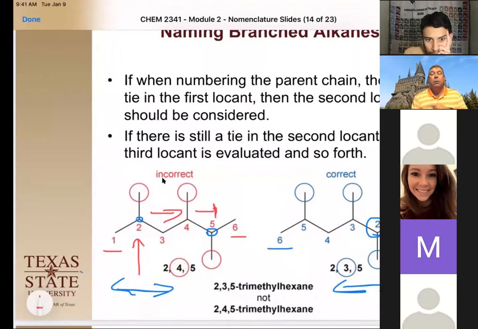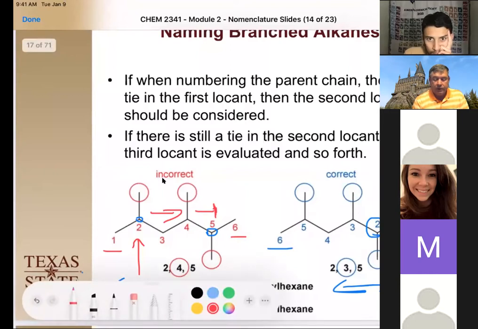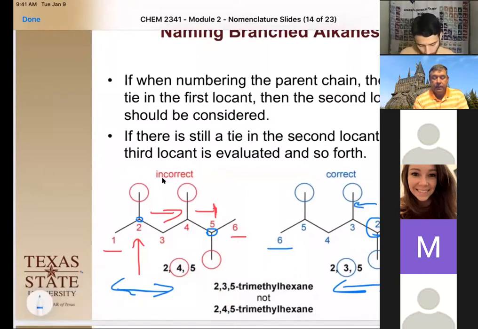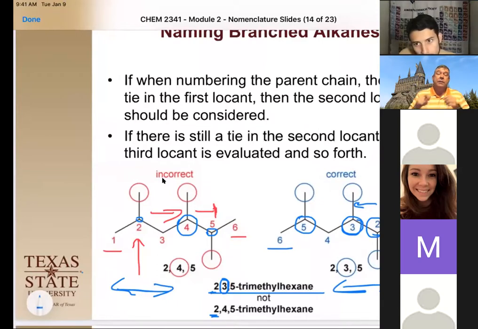What is it going to be if we number it the other way? If we number it the other way, our next one is on the 3, and that 3 is lower than the 4, and the last one is on the 5. So the first one doesn't change the name, but that second substituent does. This is the correct one because it has the lowest number. So when you have a choice, after your first number, where it can be numbered either way, you have to look at the second one. And sometimes you even have to look at the third one to make sure they're numbered correctly.